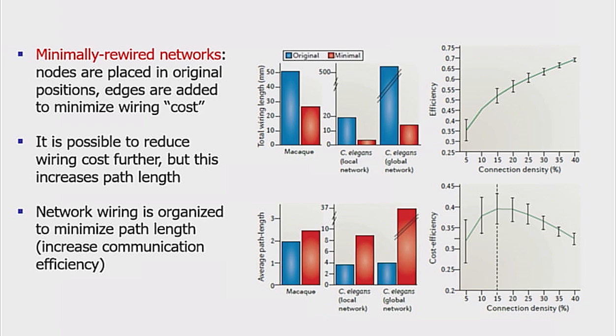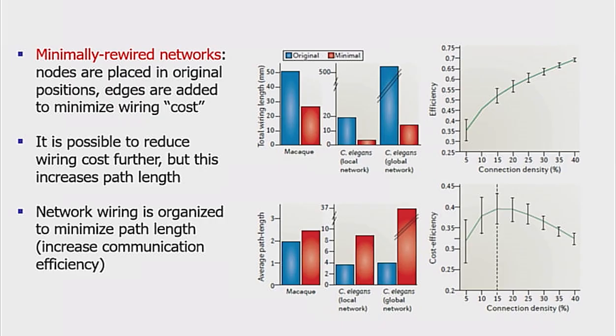A related line of evidence comes from work on minimally rewired networks. So here, what the authors did was to take the brain network of a macaque and the central nervous system of C. elegans, and to create what are called minimally rewired networks. So they take all the nodes and they put them in their actual original physical locations, but they start adding connections between them so that they minimize the total wiring length or the wiring cost of the network. And the question is, could you create a set of networks that have overall a lower wiring cost than the real brain? And the answer is yeah.